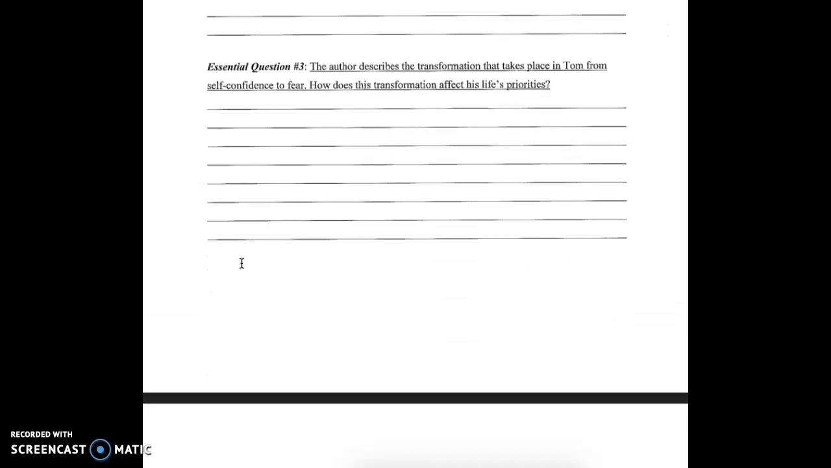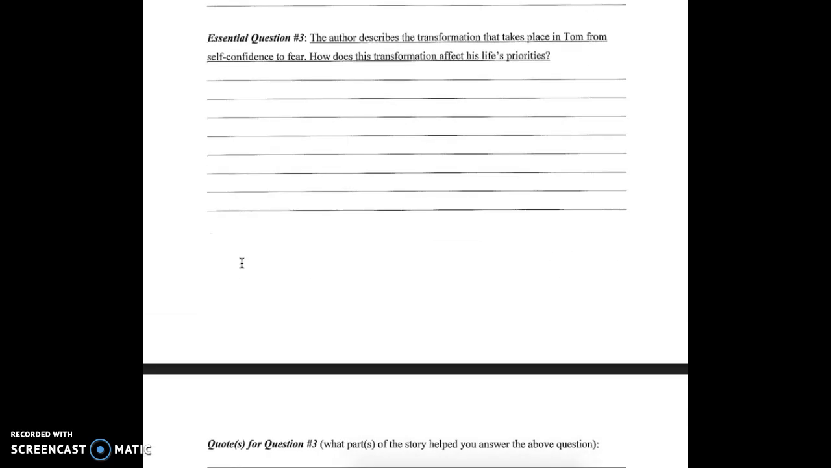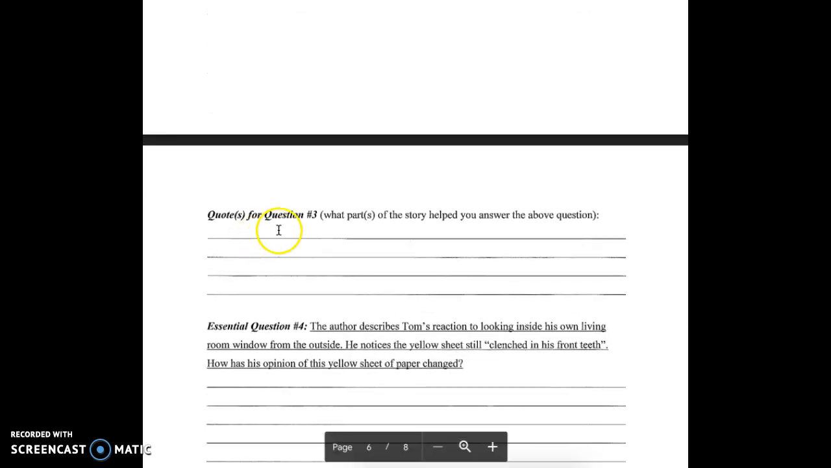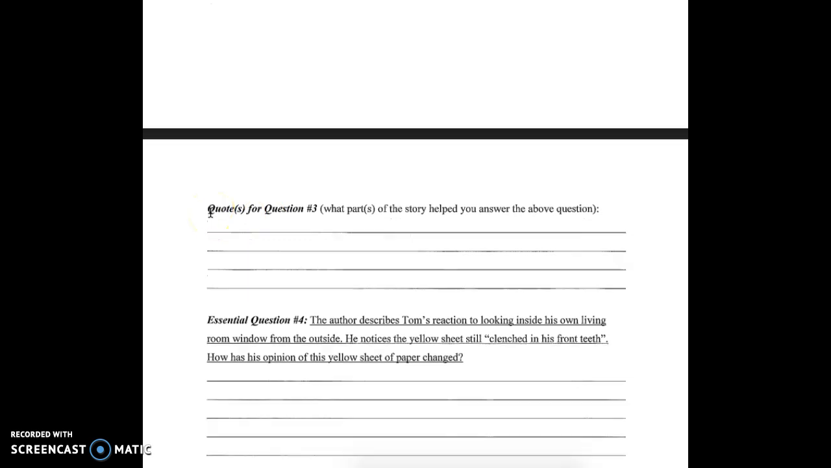Question number 3 says, the author describes the transformation that takes place in Tom from self-confidence to fear. How does this transformation affect his life's priorities? And again, there's a second half to question number 3, which says, what parts of the story help to answer the question above? Quotes, character actions, plot events.